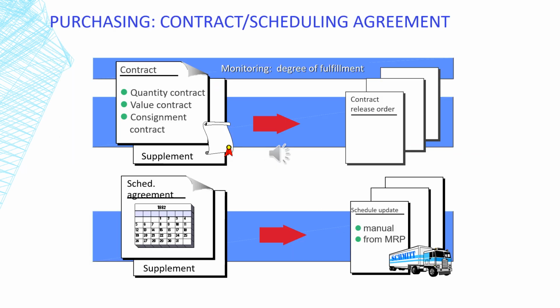In the picture below it states how contract scheduling agreement is performed. So contract scheduling is basically performed based on the schedule date and the schedule quantity agreed with the vendor.